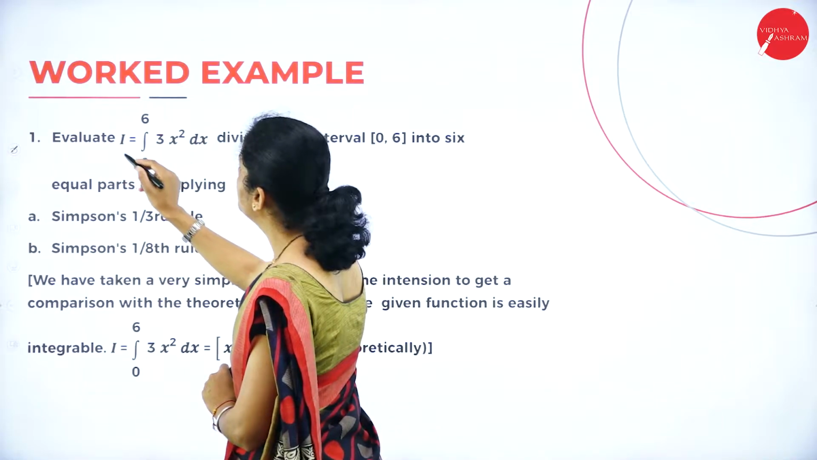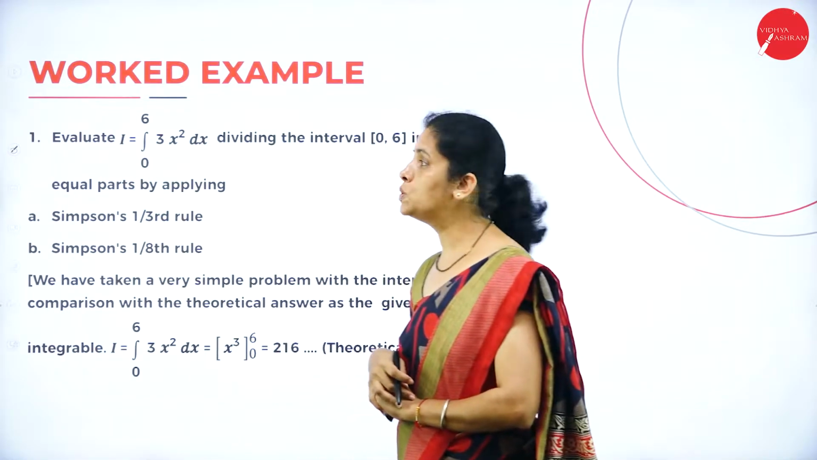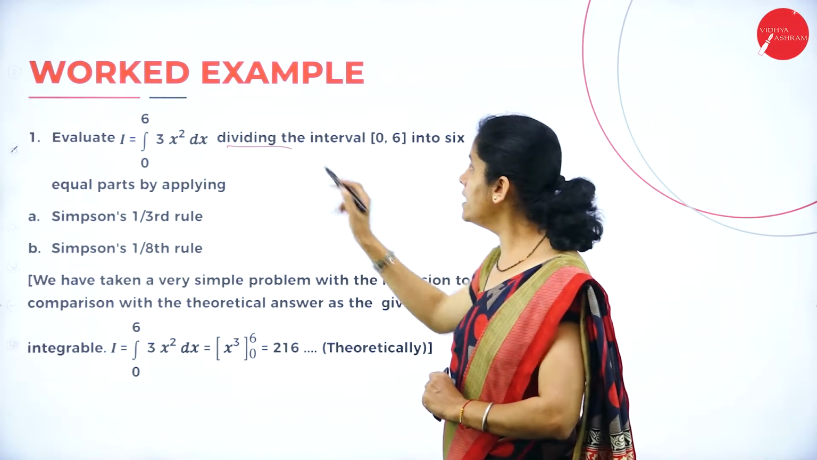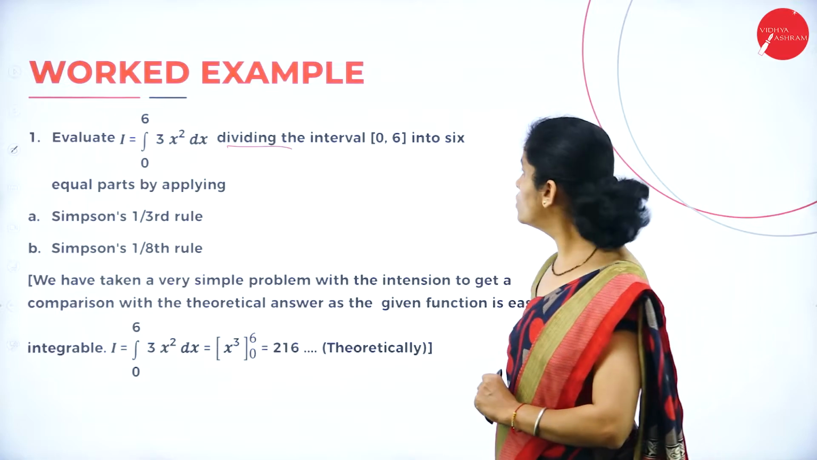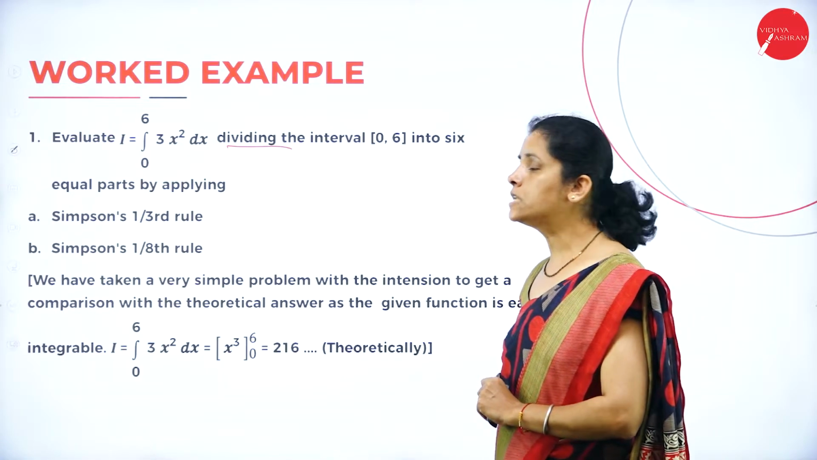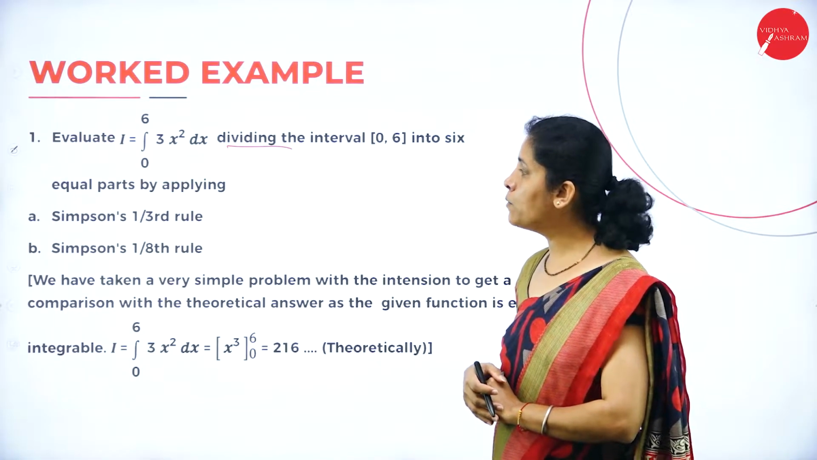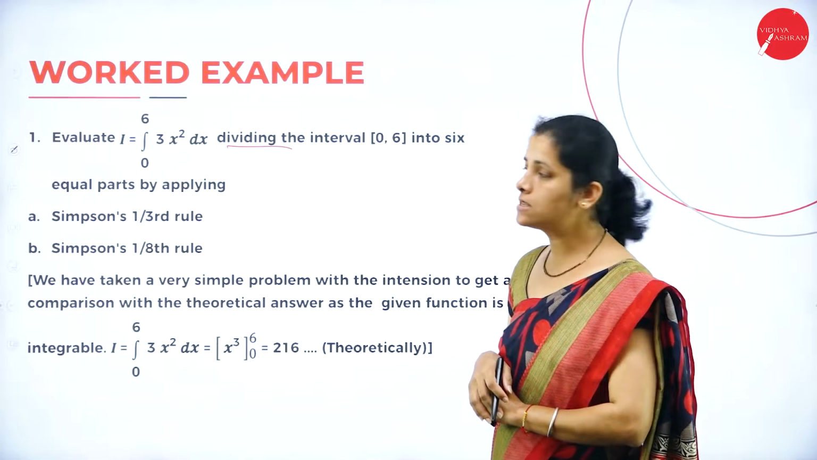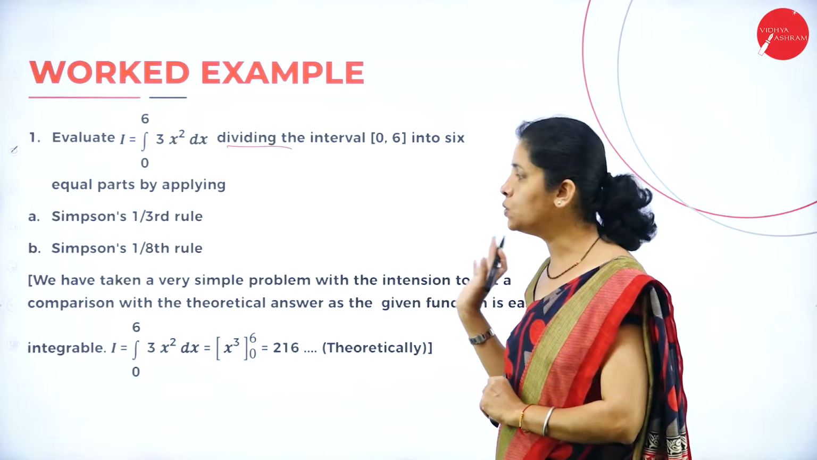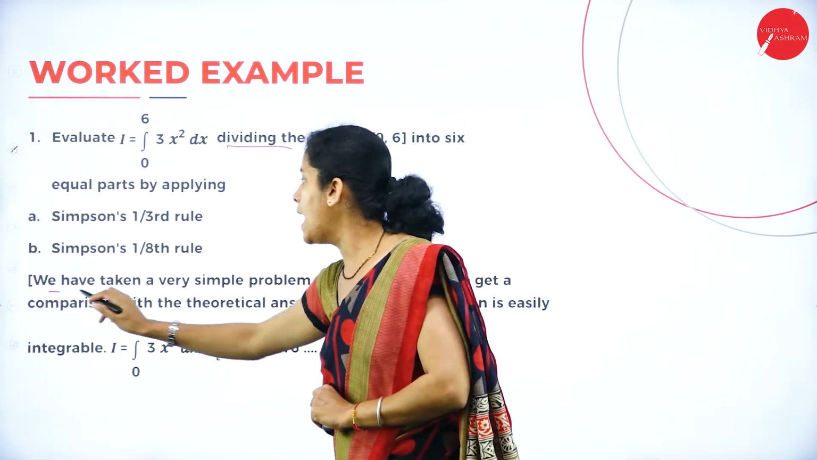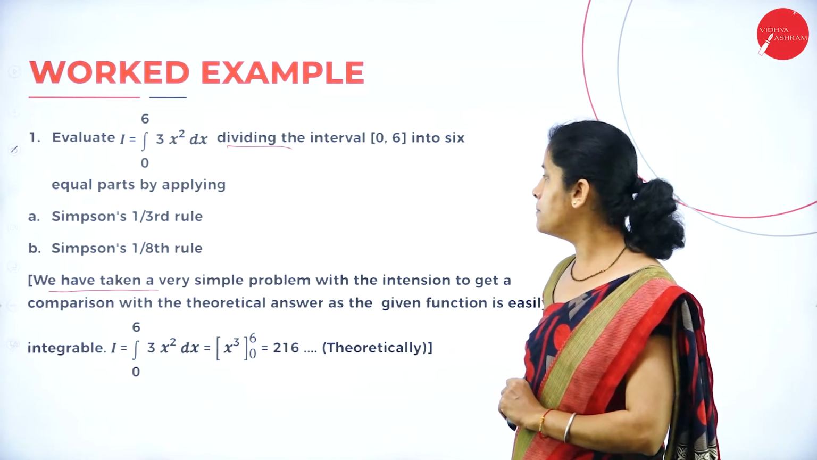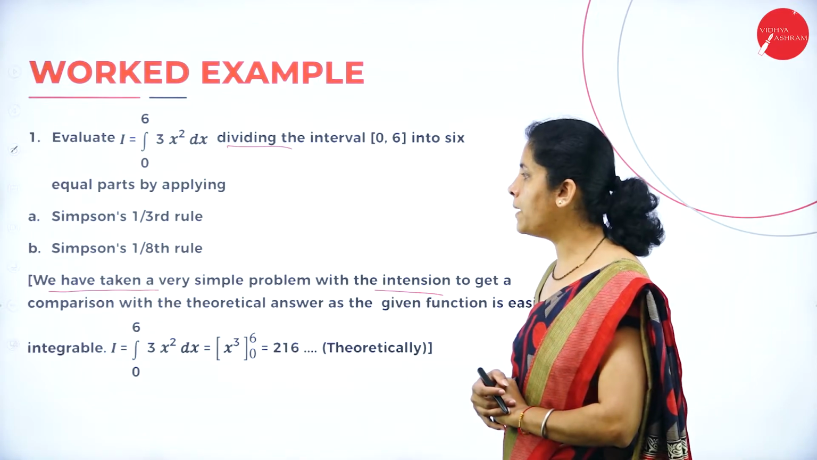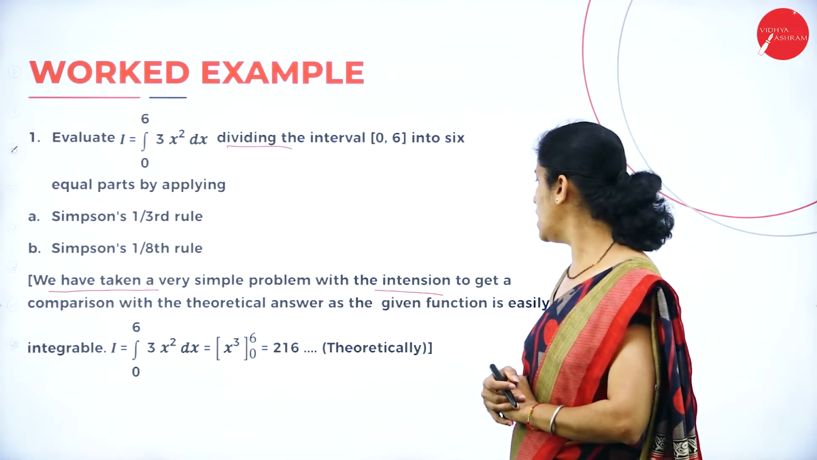Evaluate the integral from 0 to 6 of 3x square dx, dividing the interval 0 to 6 into 6 equal parts, and I want to apply Simpson's 1/3 rule as well as Simpson's 3/8 rule. Now, we have taken a very simple problem with the intention to get comparison with the theoretical answer.